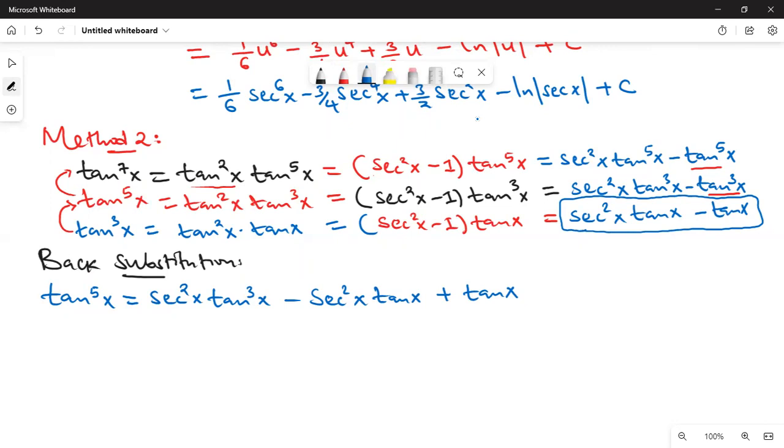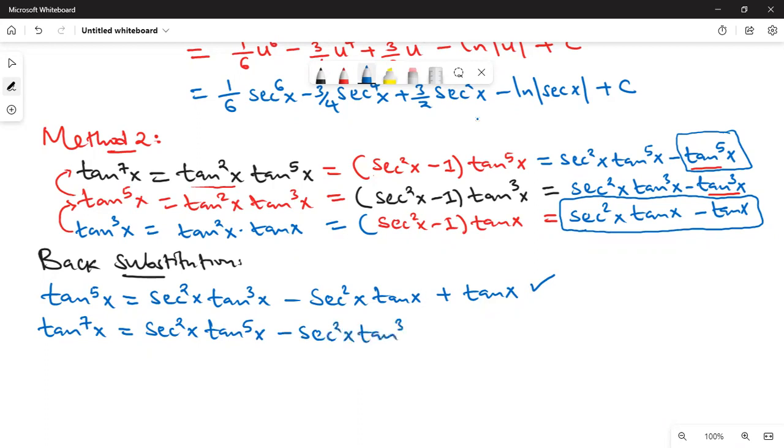And then again, we substitute this value of tan raised to 5 of x into our expression for tan raised to 7 of x. So still back substitution, tan raised to 7 of x will be equal to sec squared of x times tan raised to 5 of x. I replace this other tan raised to 5 of x by this value, the whole of that. So it's a minus of that, the whole of this expression. So minus sec squared of x tan cubed of x.